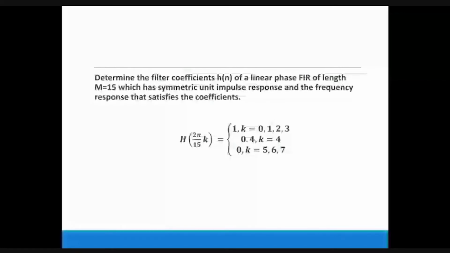Okay, please try to solve this example, and as you are getting the h0 to h14 coefficients, please share the answer with me.